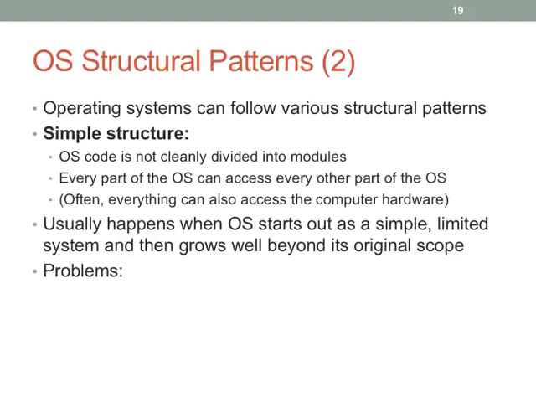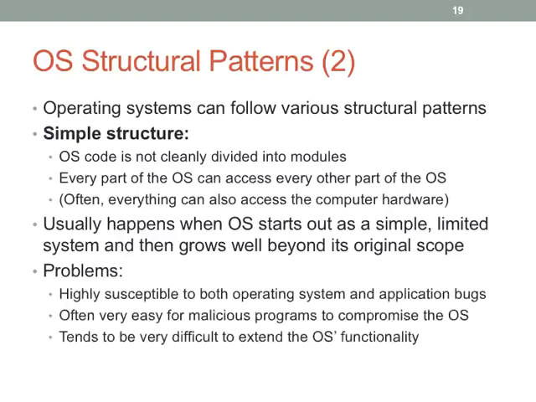The problems are pretty obvious. You have a lot of issues related to bugs. An OS bug can make it really easy to break everything. Application bugs can bring down the operating system. I'm serious. The example we're going to talk about for the simple structure pattern is MS-DOS. It was very easy for an application to bring down the entire computer because the operating system was very light and very limited in its capabilities. Also, when something is not well structured or well architected, it becomes very easy to extend the OS's functionality at some point.